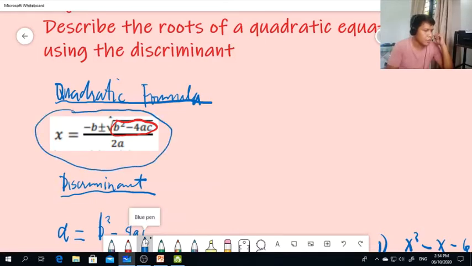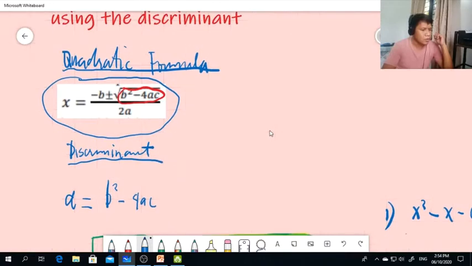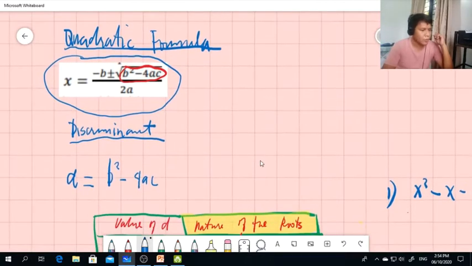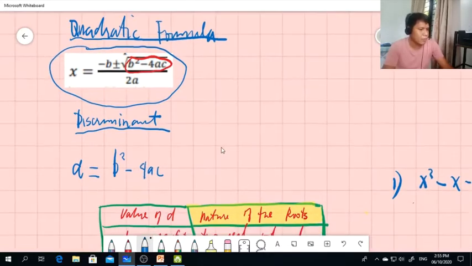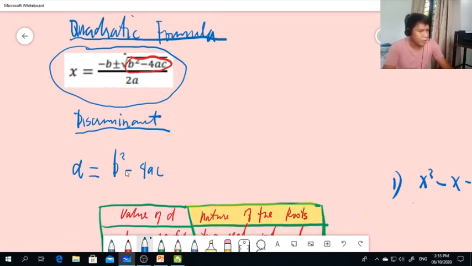Now, since we are looking for the nature of the roots of quadratic equations, the only expression that we will be using is the discriminant. And where can you find the discriminant? It's actually the expression inside the square root symbol, that is b squared minus 4ac. So we label the discriminant as D. So here we have D, and that is equal to b squared minus 4ac.